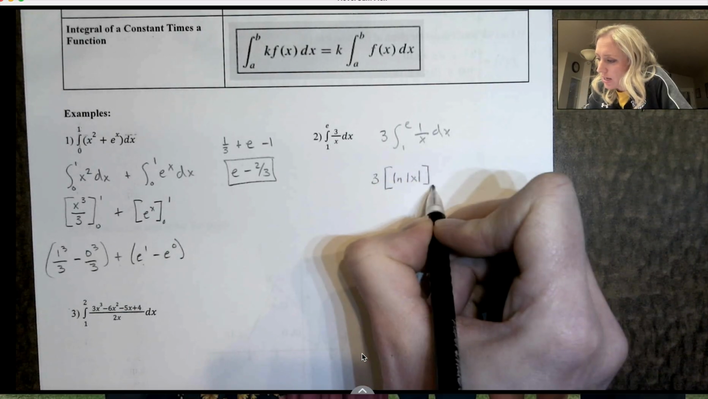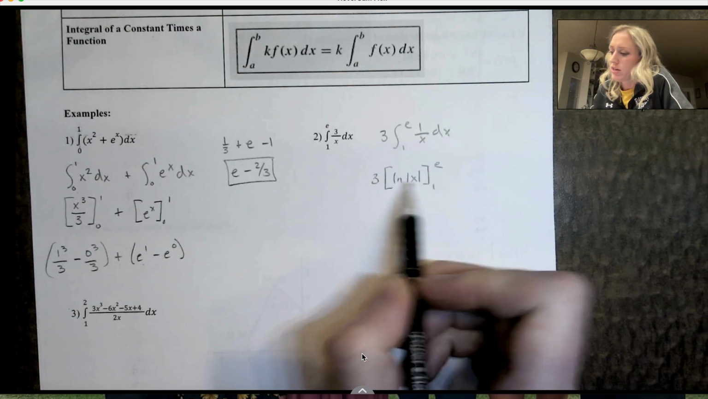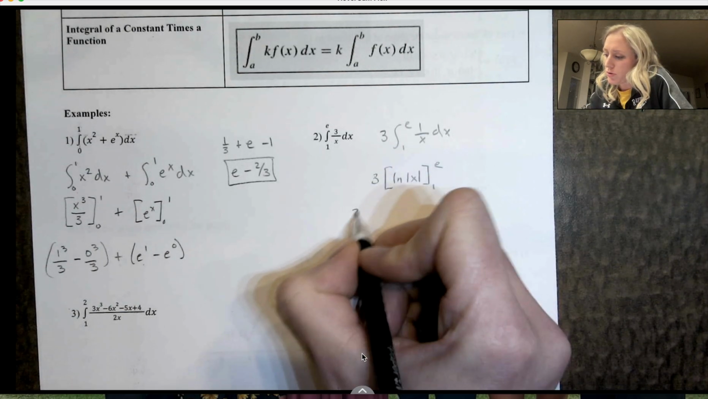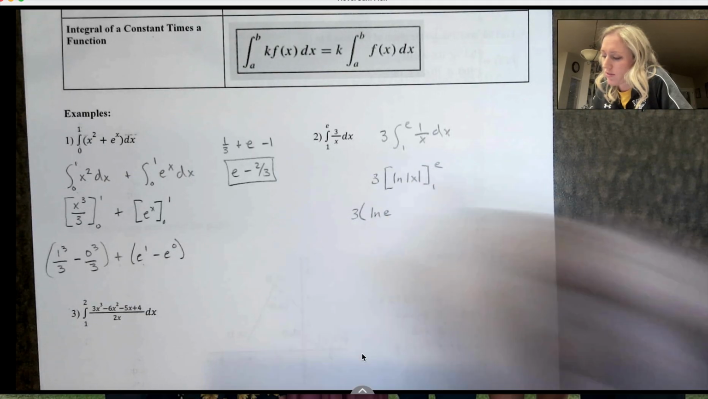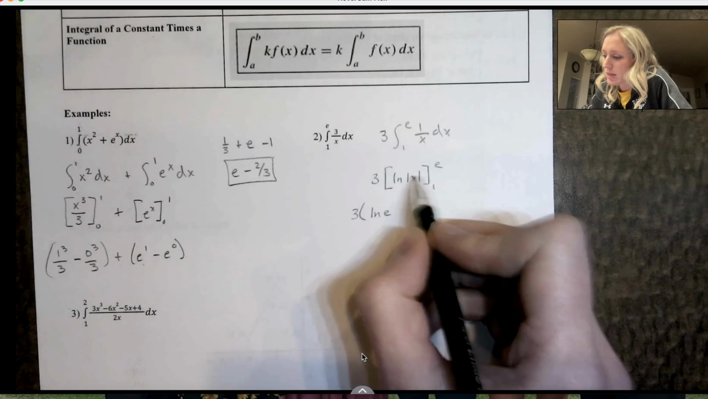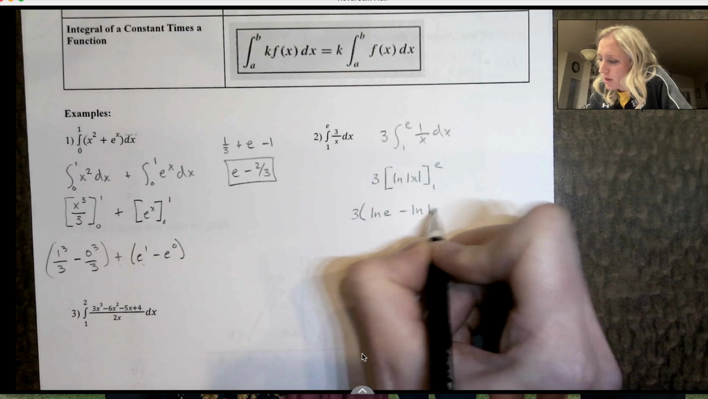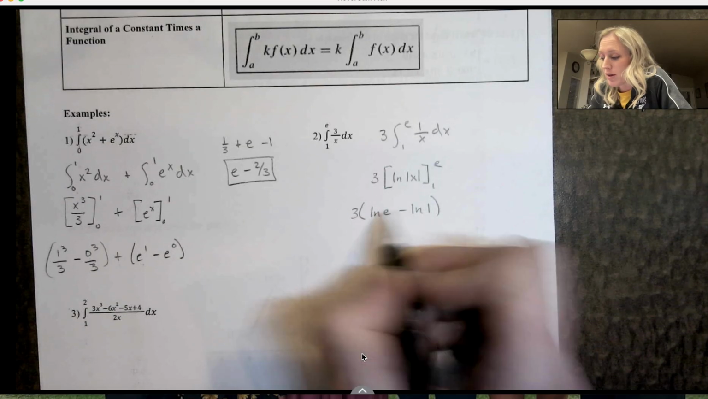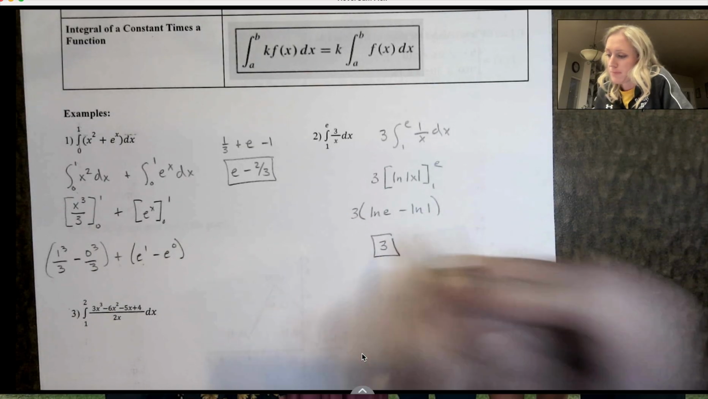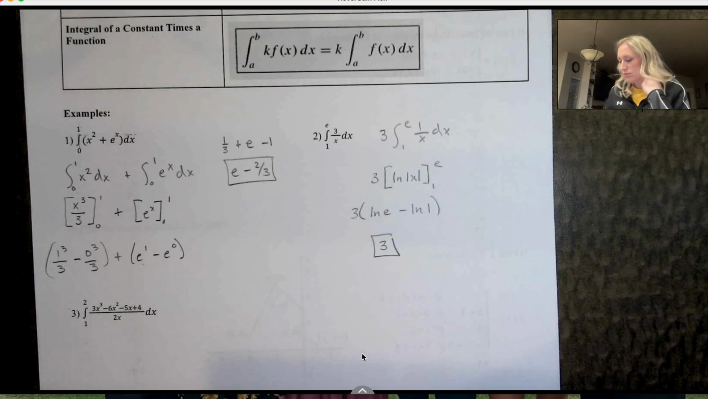And again, here's that evaluating notation we've seen. So now I'm going to substitute in e, so natural log of e is positive, so we're good on the absolute value. Same with 1. All right, natural log of e is 1, natural log of 1 is 0, so we've got 3 times 1, which is 3.